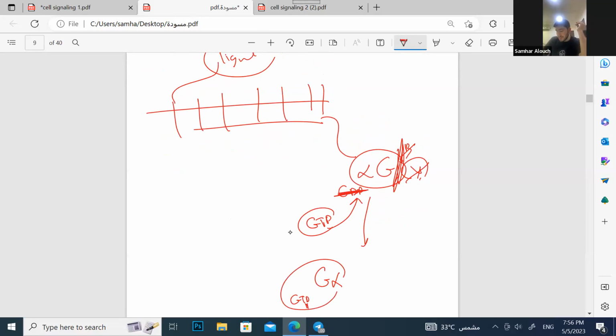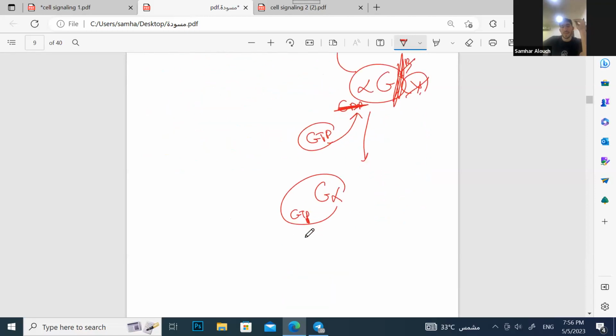What are the enzymes that remove this GDP and put GTP? We have an enzyme called GEF. This GEF enzyme removes GDP and puts GTP, and so now the G alpha is active and causes the action we want. Also, this GEF plays a role in two ways. It can remove GDP and put GTP, which activates the G alpha, and it also can inactivate it by removing GTP and putting GDP once again, and it becomes inactive.